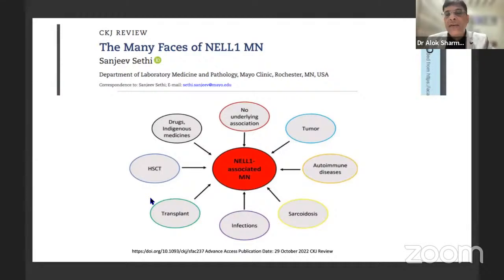So NEL1 associated membranous GN could be a part of a malignancy. It could have an autoimmune etiology. There are cases described with sarcoidosis, infections. Even in post-transplant, I have personally seen a couple of cases of post-transplant NEL1 associated membranous GN. Some cases of hematopoietic stem cell transplantation, drugs, indigenous medicine, and you name it and you have it. So NEL1 is probably the most prevalent amongst all these spectrums.